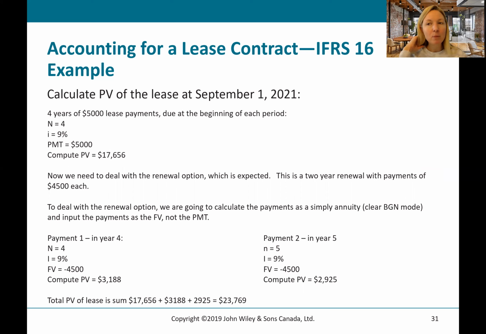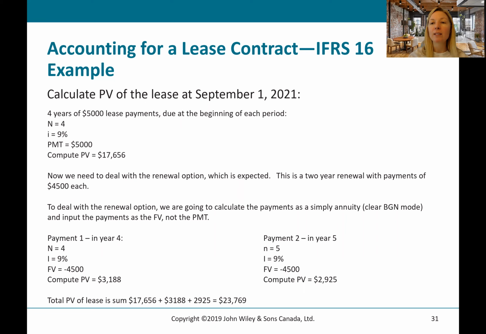Now, this one's a little bit more complicated, and here we need to deal with the renewal option because it says that we're expected to take a 2-year renewal option. And with the 2-year renewal option, the lease payment's going to change. So our base lease payment is $5,000. In this renewal option, our payment is only $4,500.